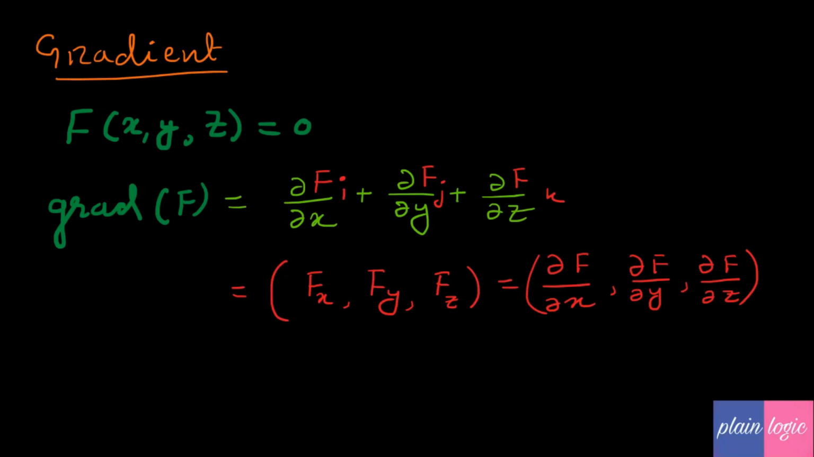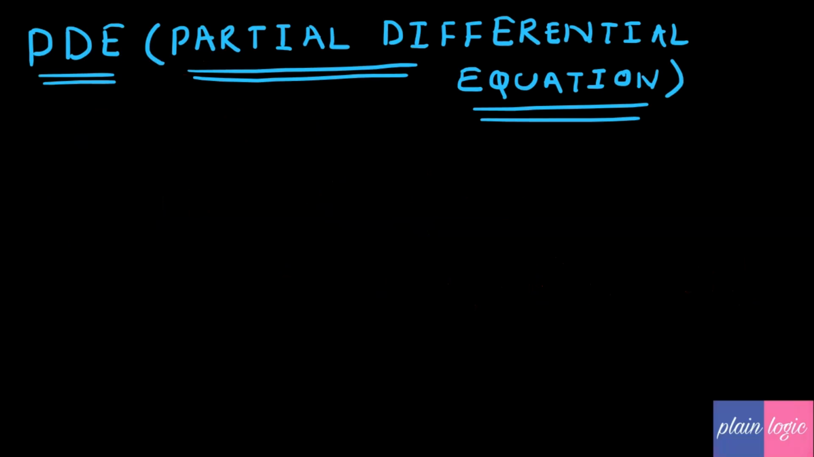Now del by del x is called the partial derivative of f with respect to x. Similarly, del by del y of f and del by del z of f are the partial derivatives of f with respect to y and z. Now we come into the topic of partial differential equations with those basics and clarity in mind.